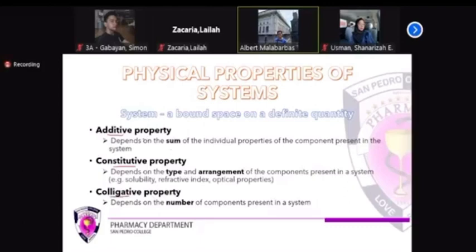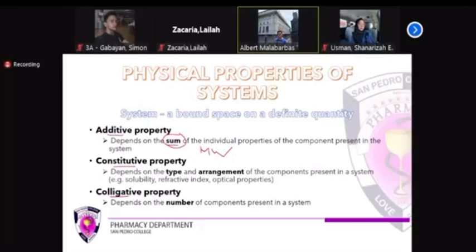When we say additive properties, these are properties that depend upon the sum of the individual properties of the components present in the system. An example of an additive property would be your molecular weight. Right, to compute the molecular weight, you need to account for the individual atomic weights. Then you add them to get the molecular weight. So that's an additive property, the molecular weight.